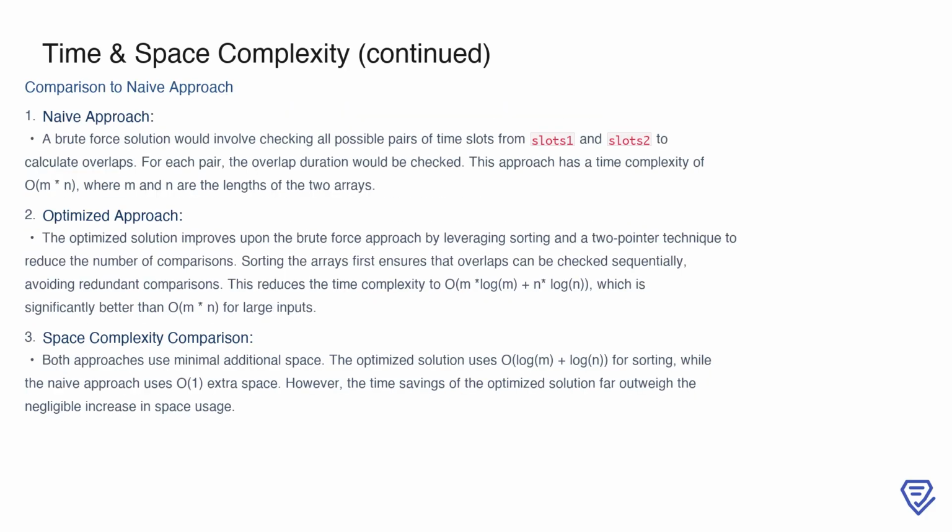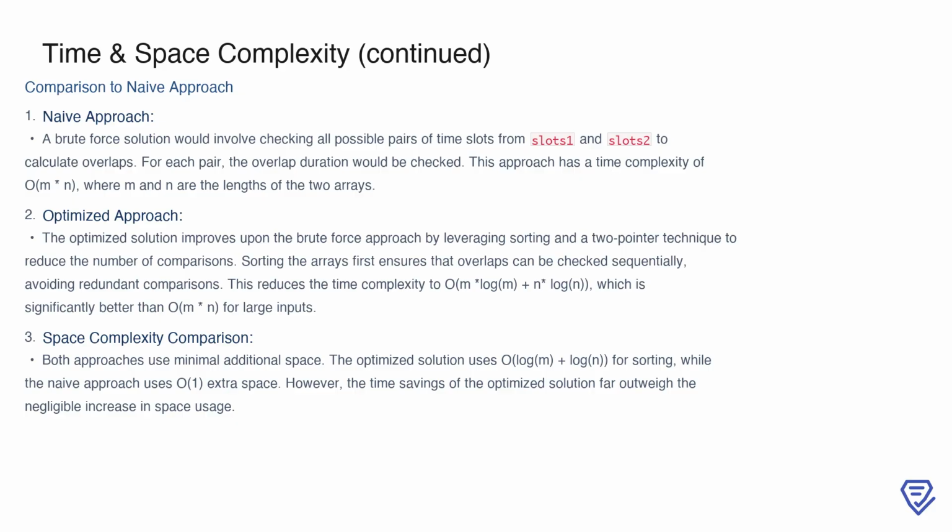Comparing this optimized solution to a naive approach highlights the efficiency gained through sorting and the two-pointer technique. A brute force method would involve checking every pair of time slots from slots 1 and slots 2, calculating overlaps for all combinations. This approach results in a time complexity of O(m * n), as every pair must be compared. In contrast, the optimized solution sorts the arrays first and then uses sequential traversal to check overlaps, reducing the time complexity to O(m log m + n log n).